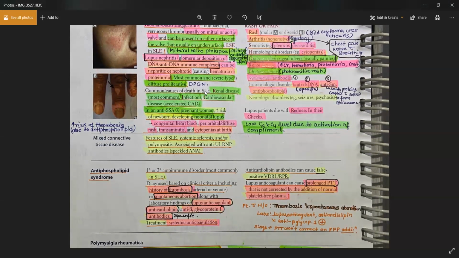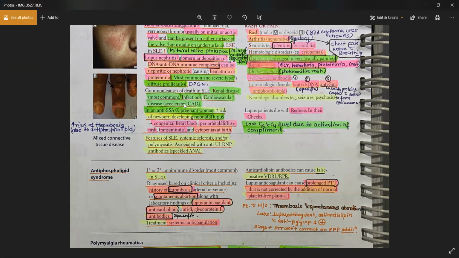Now, the common causes of death in the SLE include the renal diseases. Of course, you will be having the renal failure and then the death. Okay, infections can cause the death. Cardiovascular complications, even after the renal diseases, you will be having cardiovascular complications like atherosclerosis or myocardial infarction. Patient can die because of that.